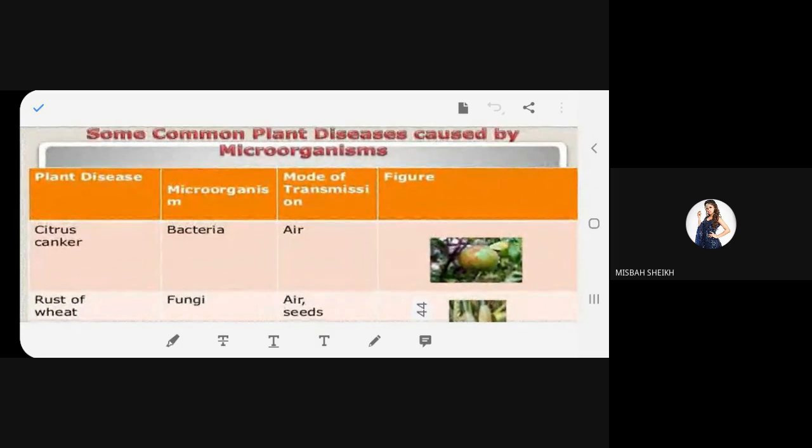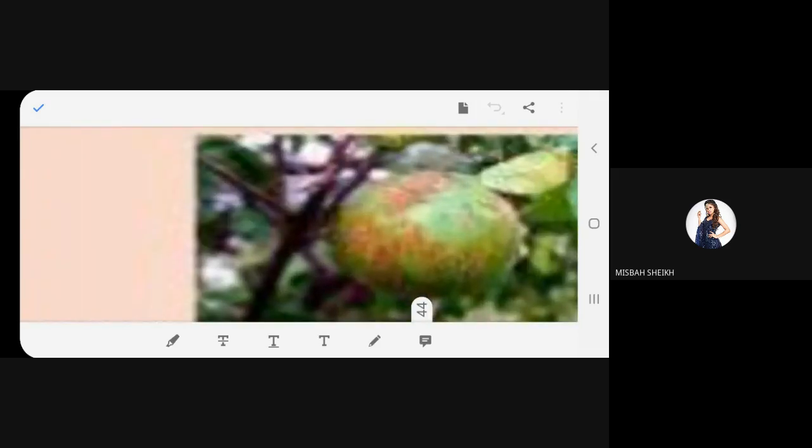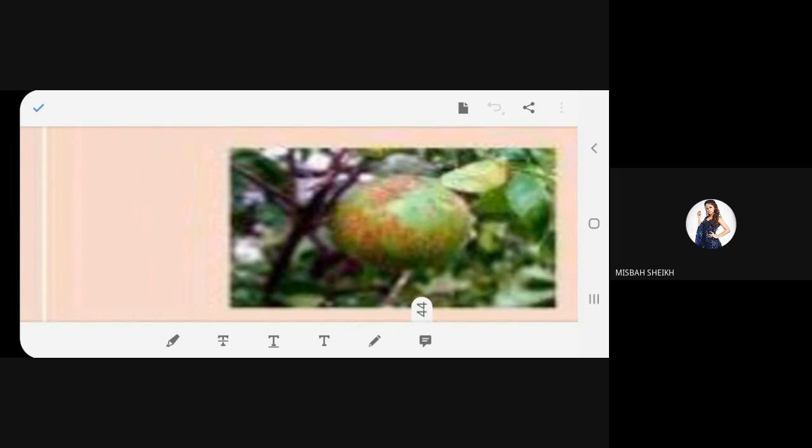Now we are going to talk about some plant diseases caused by microorganisms. The first plant disease that we are going to know about is citrus canker. As the word citrus says, it is along with lemon. Caused by bacteria, mode of transmission is air. And this is how it looks like. So this is citrus canker. Can you see this? Yes, ma'am. This is lemon. This is the canker. Brown spots. This is the citrus canker.